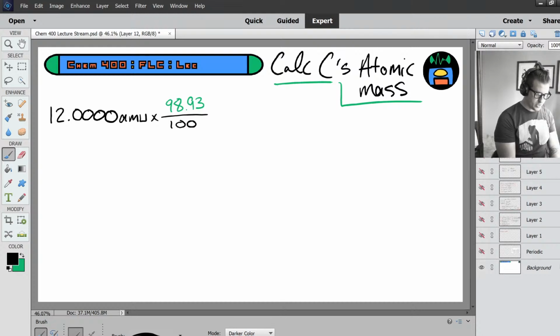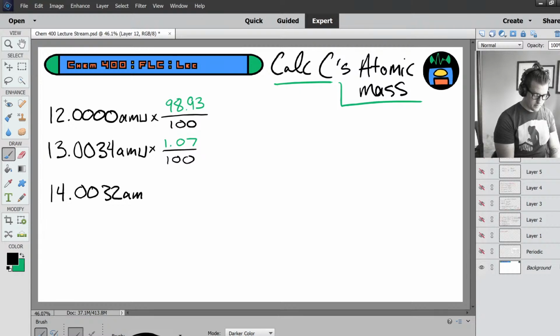So we have 12.0000 AMU times 98.93 over 100. Then we have 13.0034 AMU times 1.07 over 100. Then we have 14.0032 atomic mass units times its percent abundance, which is 1 times 10 to the negative 10 over 100. All right.